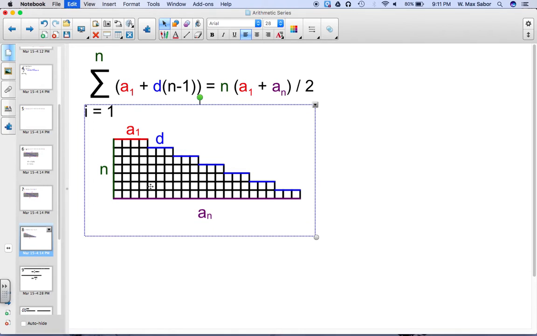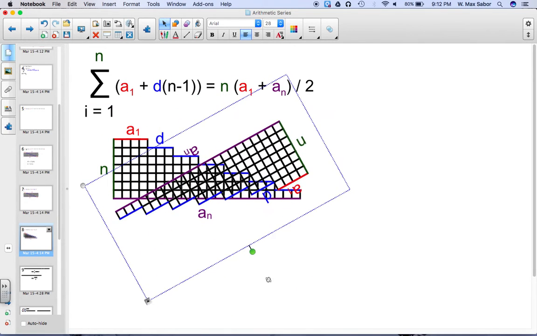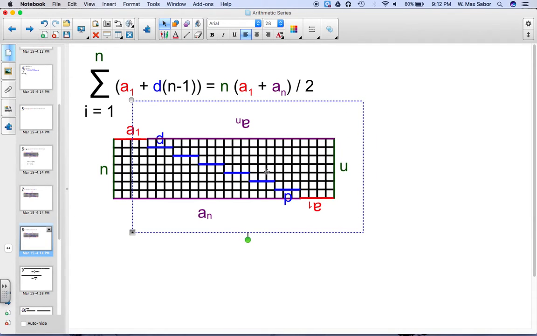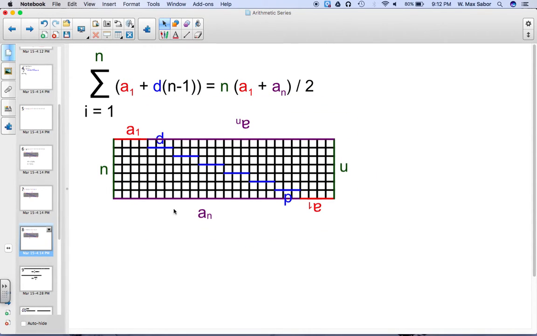So I'm going to take a copy of that, turn it around, and as you see it line up, we get a rectangle. One side of the rectangle is n. The other side of the rectangle is a sub n plus a sub 1. And then because we doubled the total area, we have to divide by 2 to correct that.